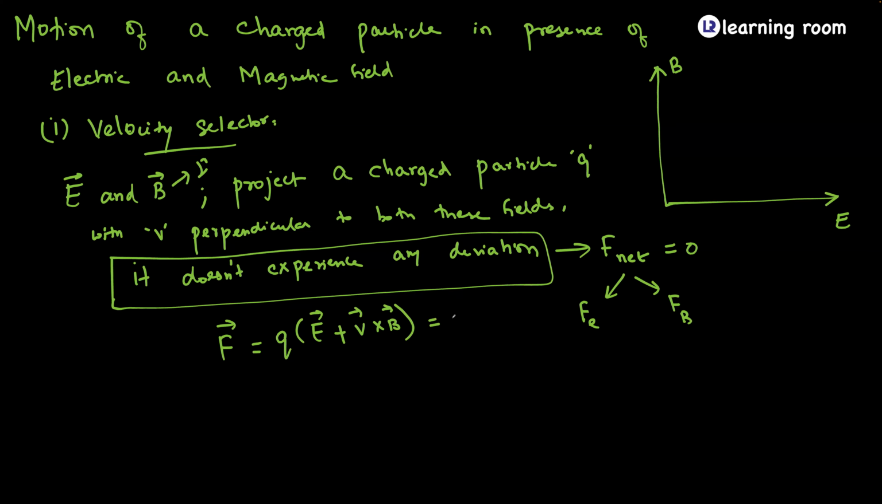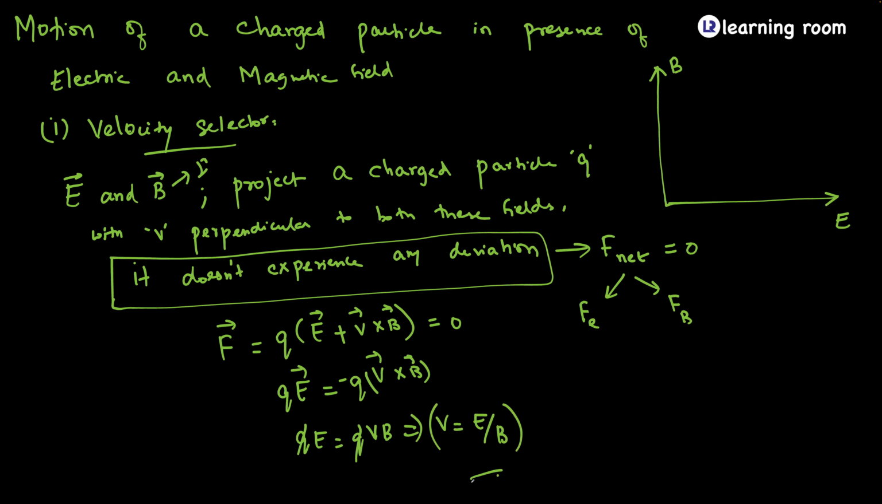So if this force is supposed to be equal to 0, can I conclude that Q into E vector should be equal to negative of Q into V vector cross B vector? But in terms of magnitude, they are supposed to be equal. So QE should be equal to QVB. I directly wrote it as QVB because V and B are perpendicular to each other. I told you, velocity of the particle is perpendicular to the magnetic field. So Q and Q will get cancelled, so that you have V is equal to E divided by B.